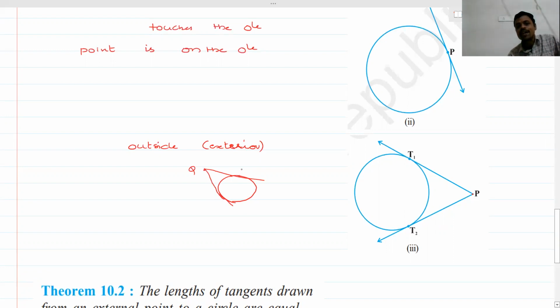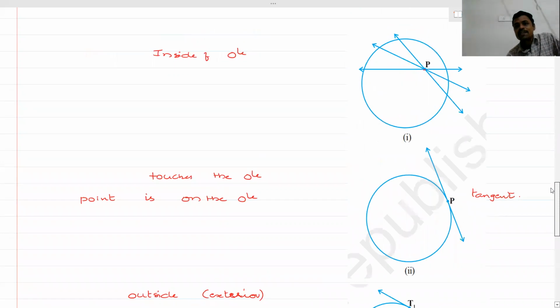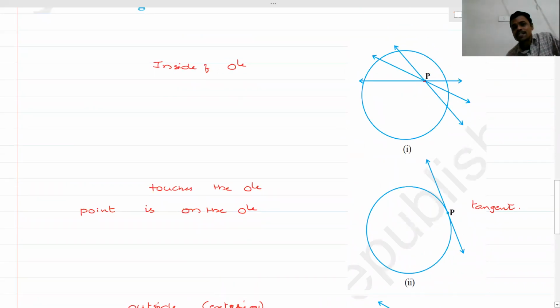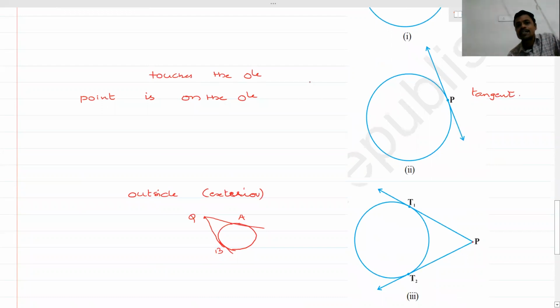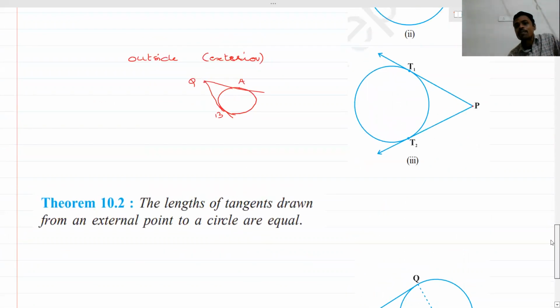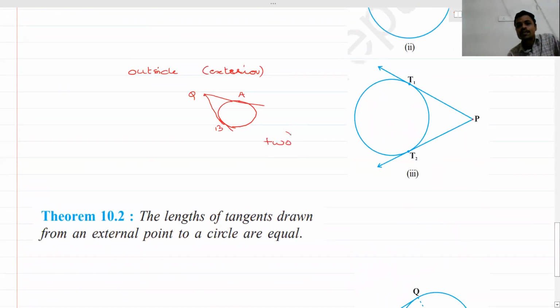This is one tangent, this is another tangent. Take this as A and this as B, so QA is one tangent and QB is another tangent. What is the final conclusion? If P is inside the circle, there is no tangent. If P is on the circle, we get only one tangent. If P is outside the circle, an exterior point, we get two tangents. So this is one property.